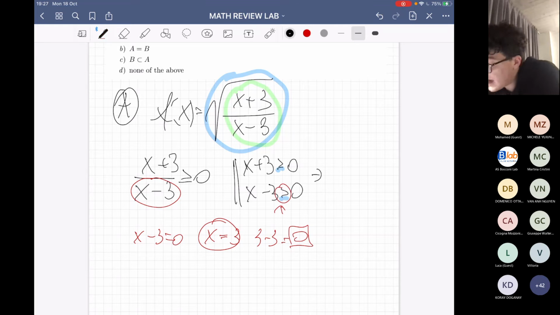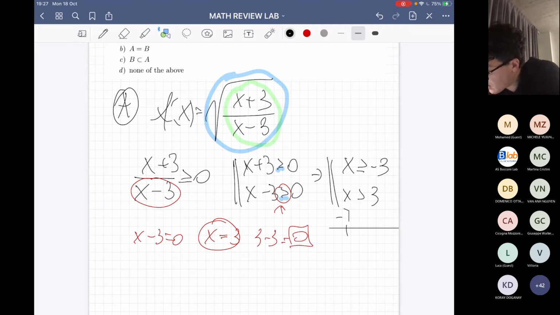We go on, and we know that x is greater than or equal to minus 3, while x is greater than 3. And we can also do the sign, and just it's minus 3. Oh, sorry, no.